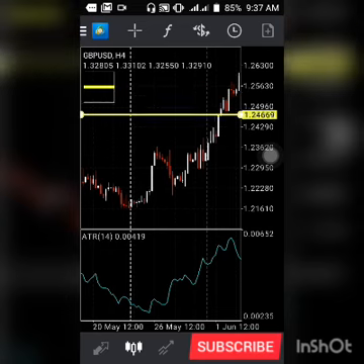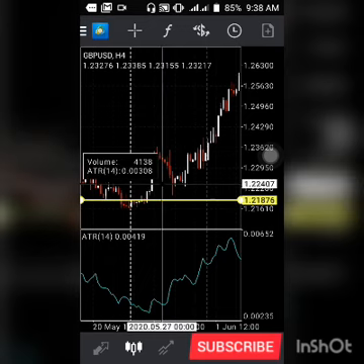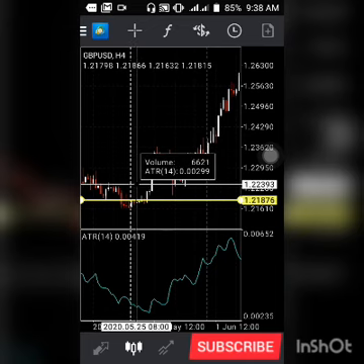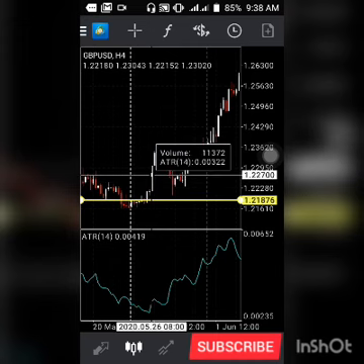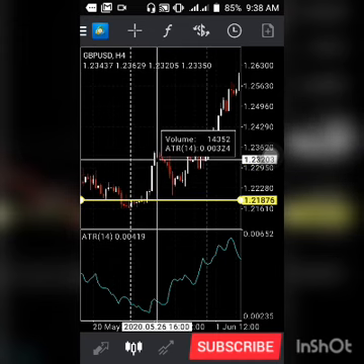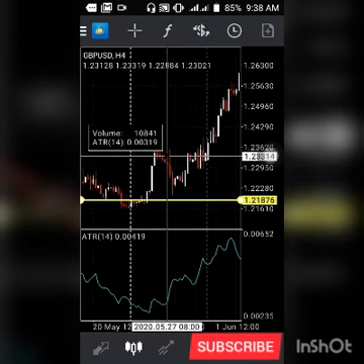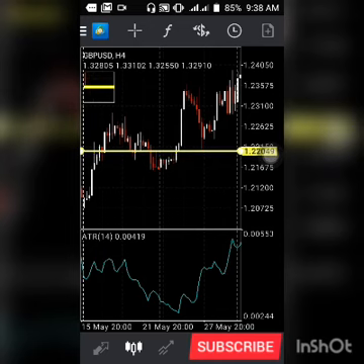Let's check this. The market opened from this point. 1, 2, 3, 4, 5, 6, 7, 8, 9, 10, 11, 12, 13, 14, 15. So it's not closed at the opening. So it's not valid.